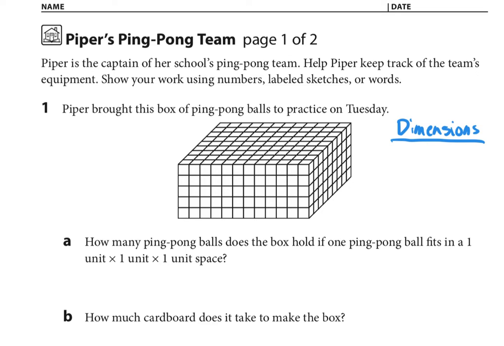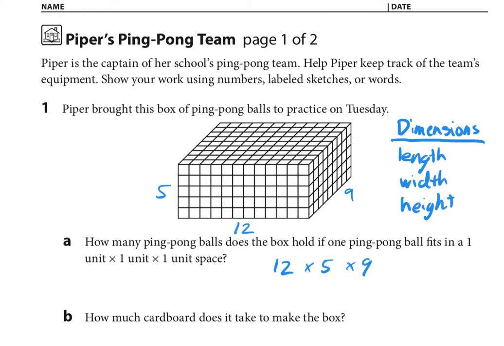So I'm looking for the dimensions of this box, and that means the length, the width, and the height. So a quick look gave me those dimensions. It's 12 by 9 by 5. So I need to multiply those together. And you can probably do this mentally if you do it in the right order. Personally, I would do that first, and I can multiply that in my head then to get the answer of how many ping pong balls.